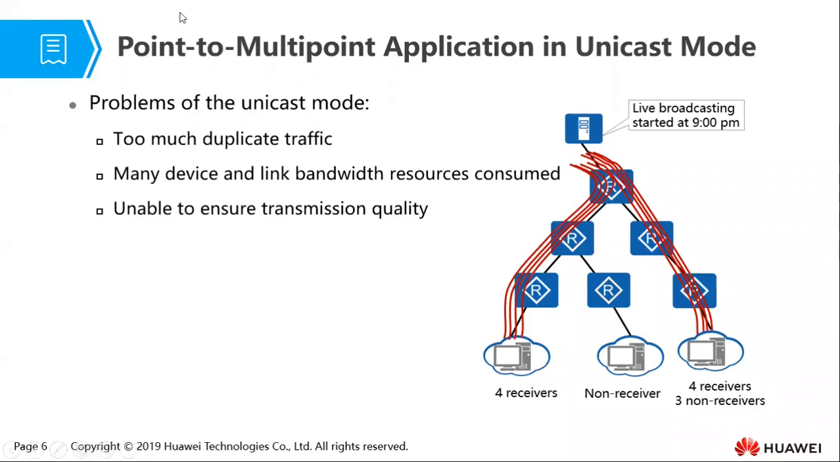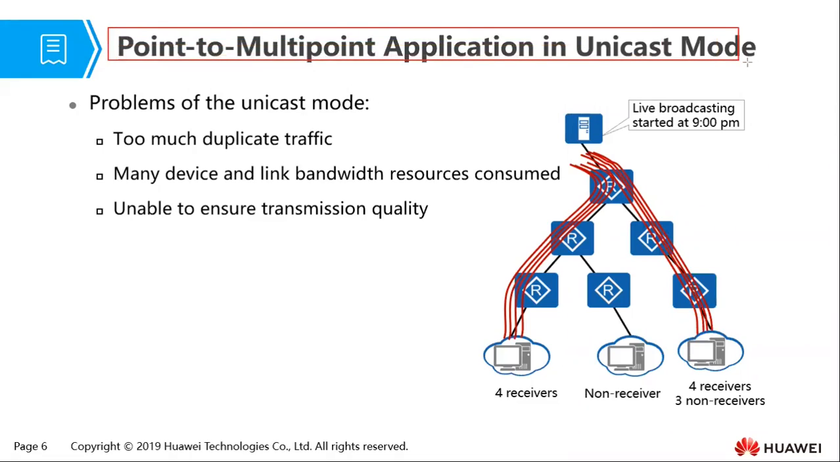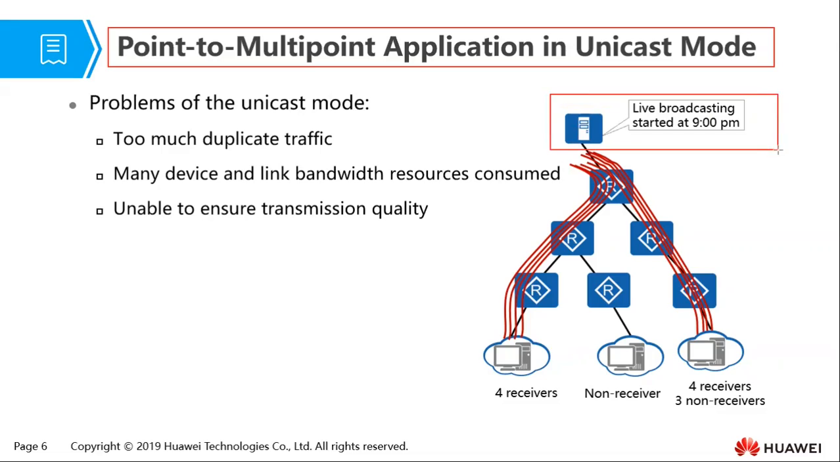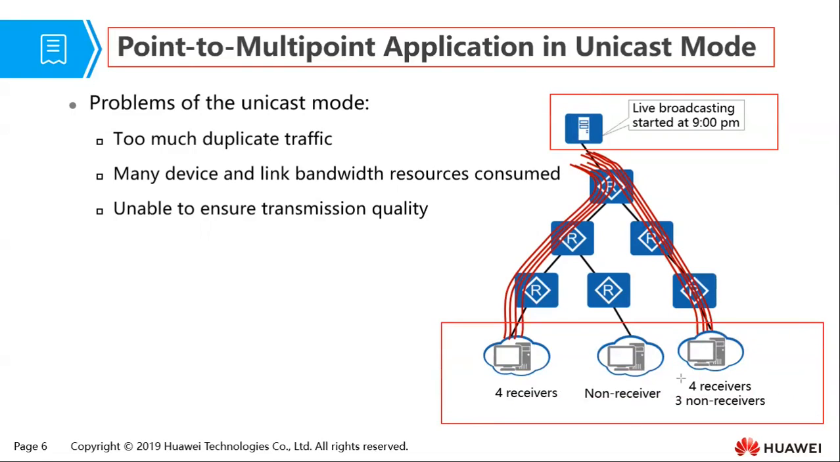Okay, so let's see what happens if you deploy point-to-multipoint applications in unicast mode. What happens? So what that means is this: we have the finals, and DSTV is broadcasting the finals, and their subscribed viewers all over the world want to watch the match via the web. So if we are transmitting these packets in unicast mode, what that means is that we send a specific stream to each individual, to each subscriber. Those that have not subscribed are not going to receive anything. But actually, we send a unique stream to each of the receivers.